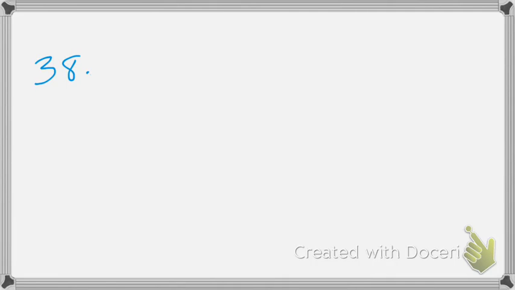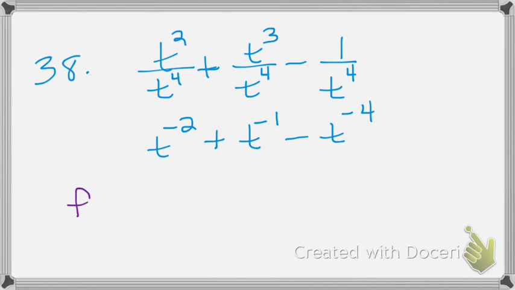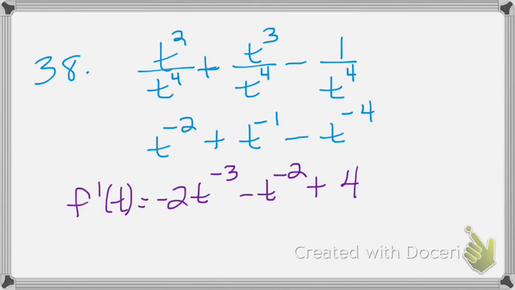Alright, 38. I'm going to go ahead and divide it. Again, it's okay if you want to bring it up. You still should get t to the negative 2 plus t to the negative 1 minus t to the negative 4. So now if I find the derivative, using the power rule, you get negative 2 to the negative 3 minus t to the negative 2 plus 4t to the negative 5.